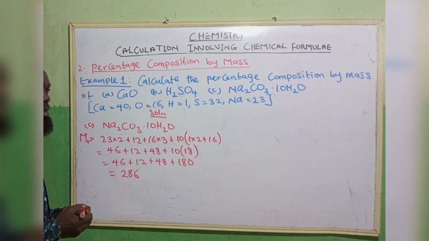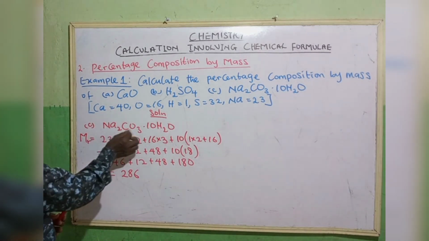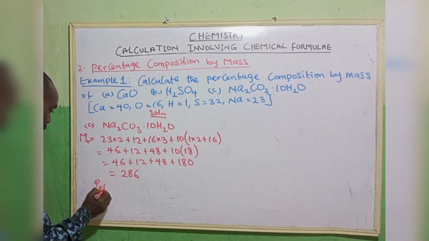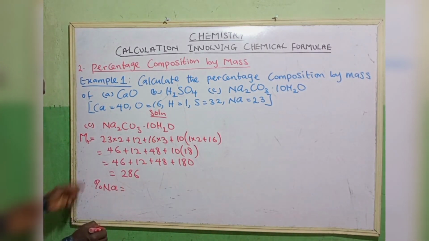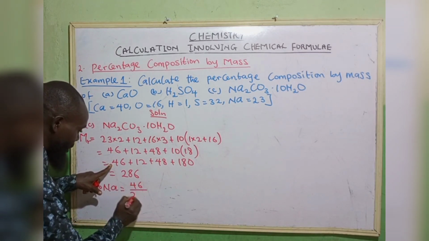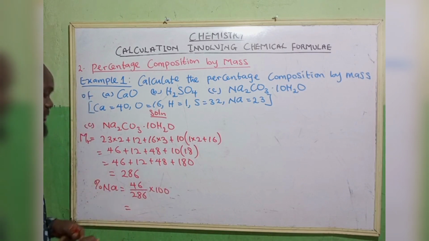When you sum up everything, we have 286. Now, let us calculate percentage composition of each element. We have sodium, carbon, oxygen, then we have water. So percentage by mass of sodium. Mass of sodium in this calculation is 46. 46 divided by 286 multiplied by 100.